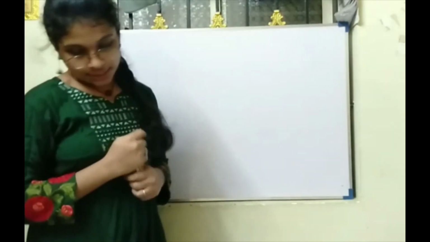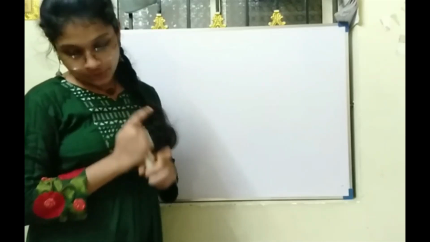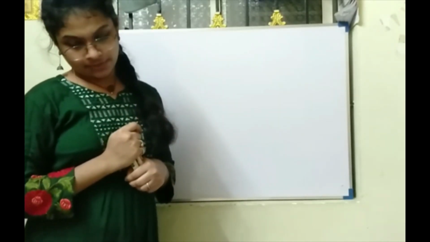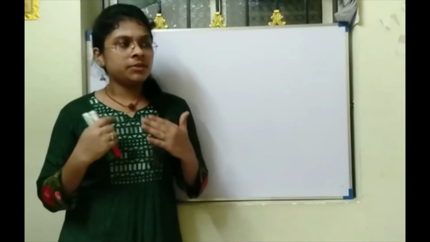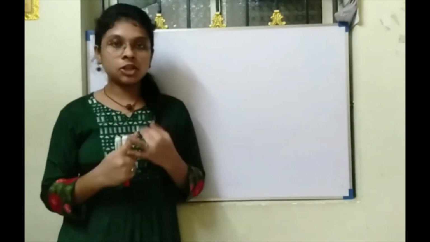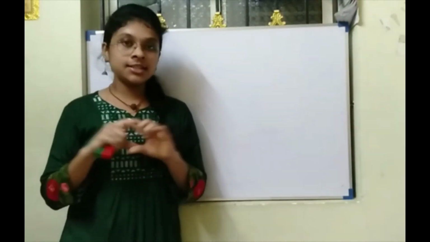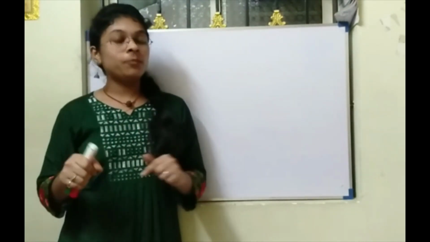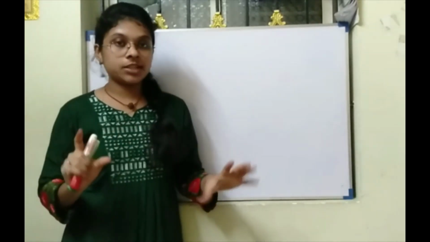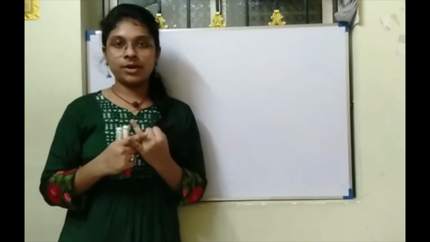The question is, for the following APs, write the first term and the common difference. In the last question they had given the first term and the common difference, and we had to find the sequence of the AP. Now in this question they have given the sequence, and we have to find the first term and the common difference.